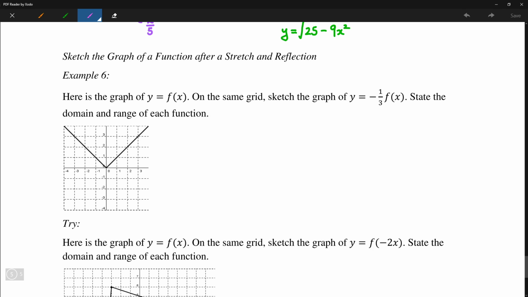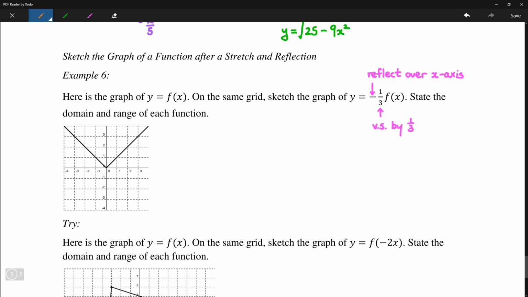There is the negative sign, which reflects the graph over the x-axis, yes. And then there's the 1/3, so that will be a vertical stretch by 1/3. All right.